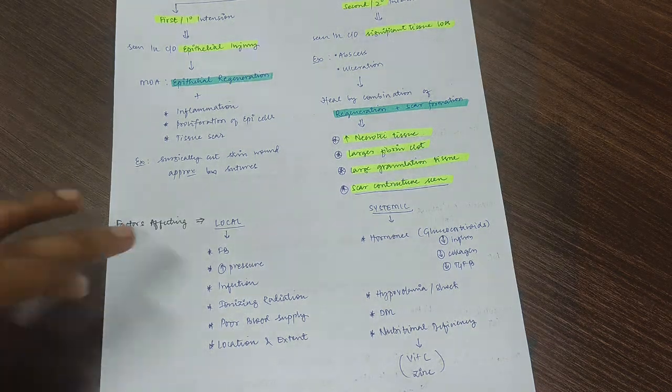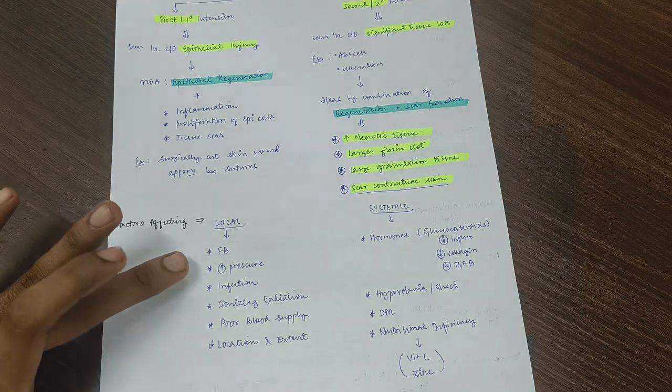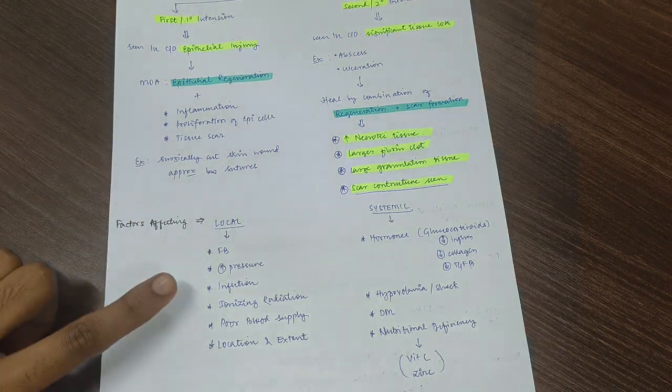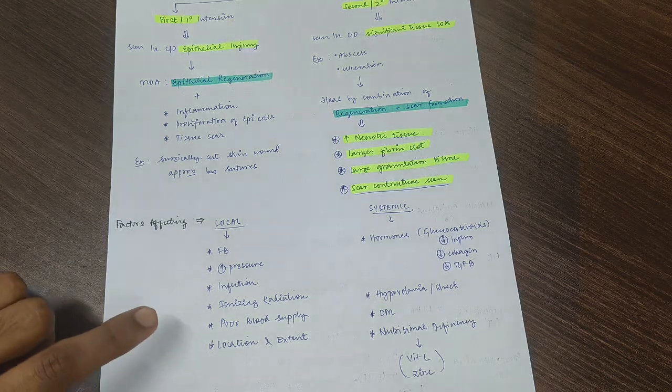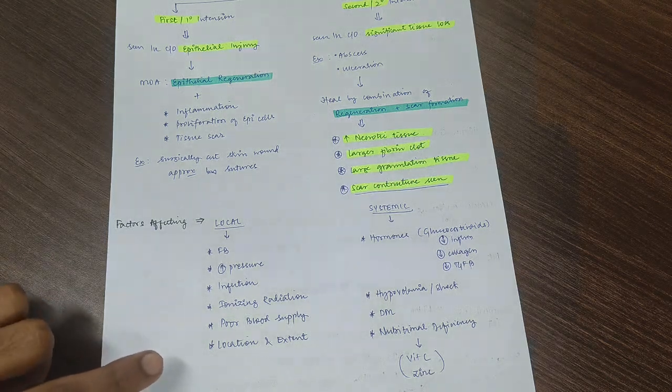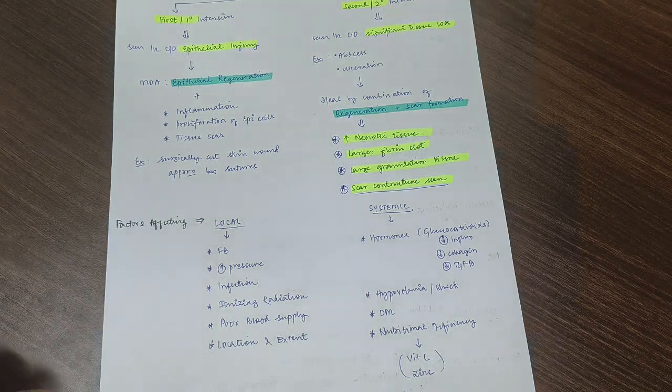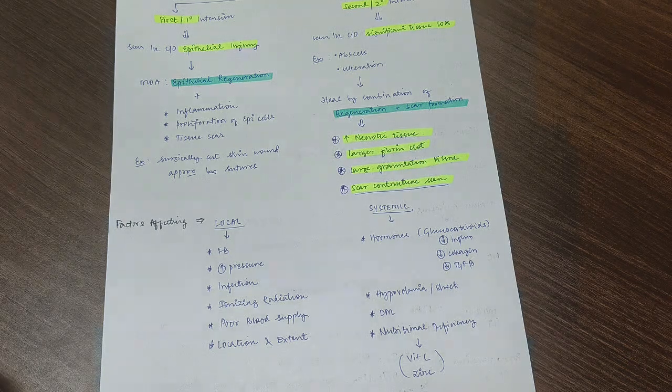Local factors being foreign body, increased pressure in that particular area, infection, ionizing radiation to that particular area, poor blood supply, and location and extent. Where is it located and how far is it extending?